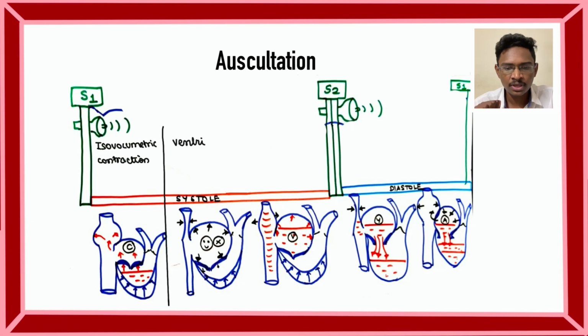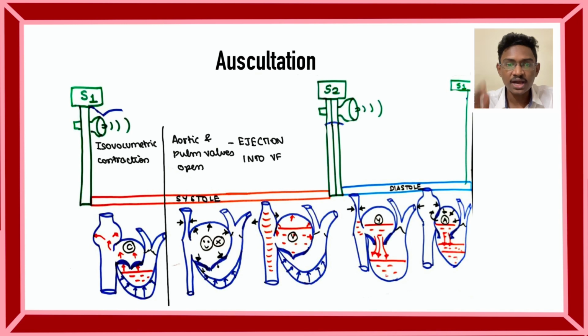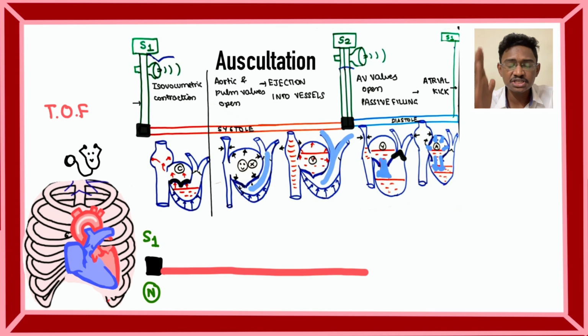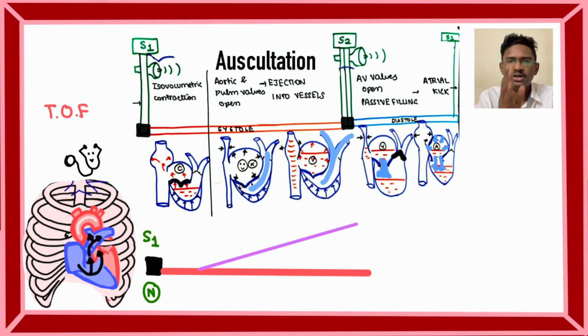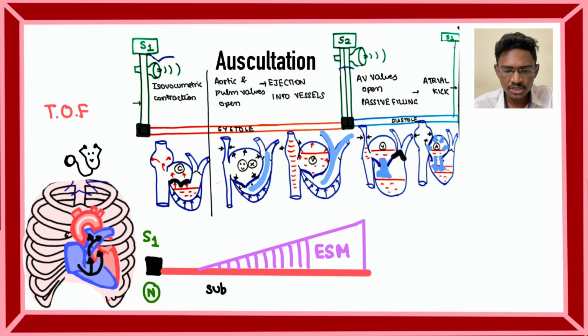increase the pressures, and at one point of time these pressures will exceed the aortic as well as pulmonary valve pressures. This will contribute to the rapid ejection phase where the aortic and pulmonary valves open. So if there is any stenosis, at this point of time your murmur will start to appear. So we say ejection systolic murmurs are heard some time after S1. It's not immediately after S1. So in the pulmonary area we can hear an ejection systolic murmur.